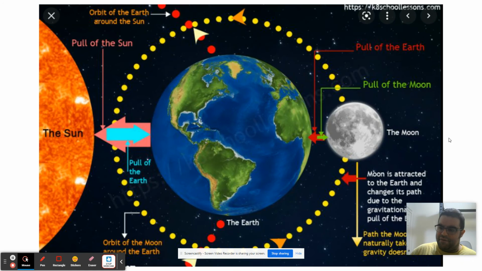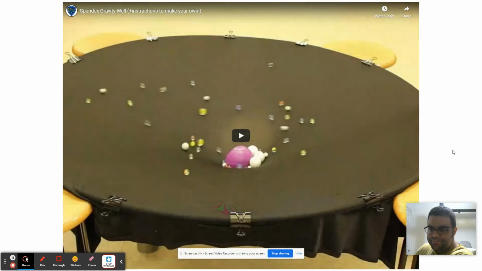Here's a diagram I found on Pinterest. Again, it's in the references sheet, and this draws out the relationship between the size of the sun and the size of the earth and the difference in the gravitational pull that they have on one another relative to their size, and the same goes for the moon. So this could be a good topic during this lesson.